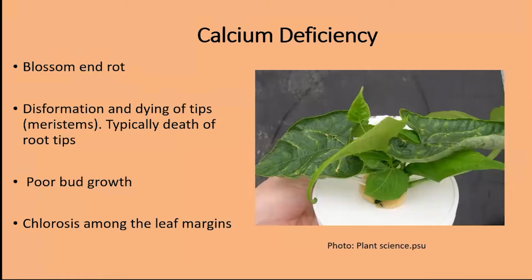With calcium deficiency, we quite often think about blossom end rot on our tomato plants. We also see deformation of the leaves, quite often at the leaf tip. We get poor bud growth, and again, chlorosis along the leaf margins.